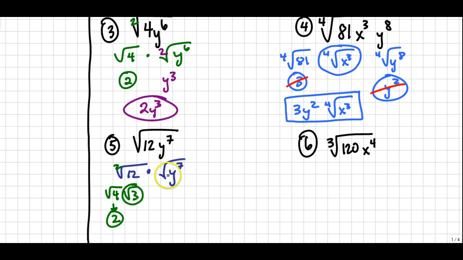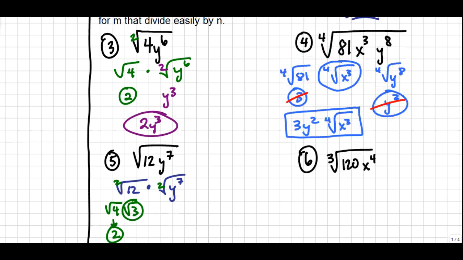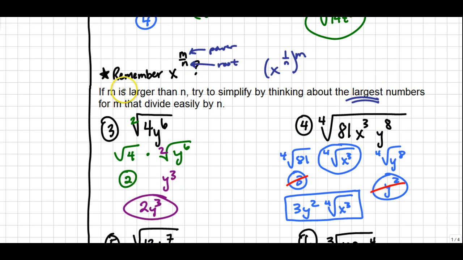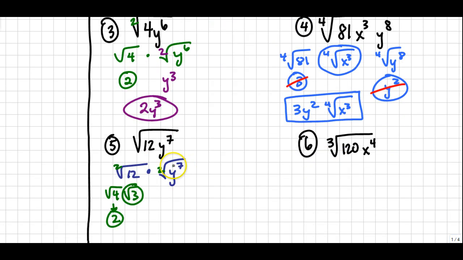Then we do the same thing with the y's. Now remember, this is a square root. So if I did 7 over 2, I'd end up with a decimal there, and that's no good either. So let's go back to my little note here. When m is larger than n, try to simplify by thinking about the largest number for m that divides easily by n. So right now 7 and 2 don't divide evenly.